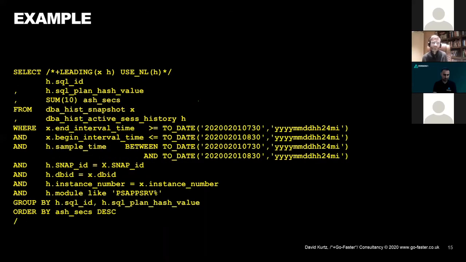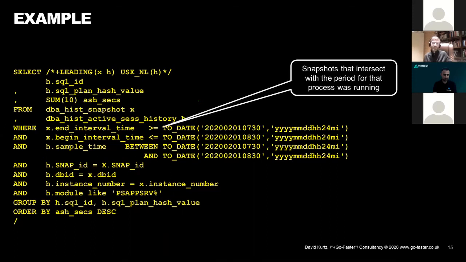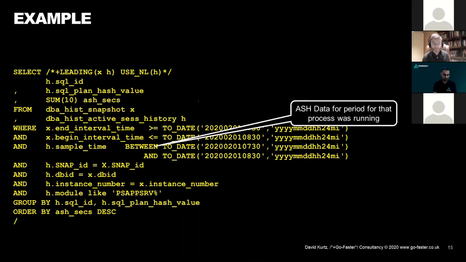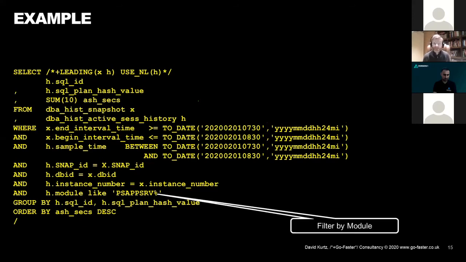And you start to write SQL that looks like this. First of all, I'm going to look for the snapshots that intersect with the period of time that I'm interested in. So that roughly matches my snapshots. And then I'm going to do an exact match by time against the sample time on the ASH data itself. And then I'm going to filter it by module. In this case, I'm looking for an application server, so I want the ASH data for all of the sessions that went through the app server.